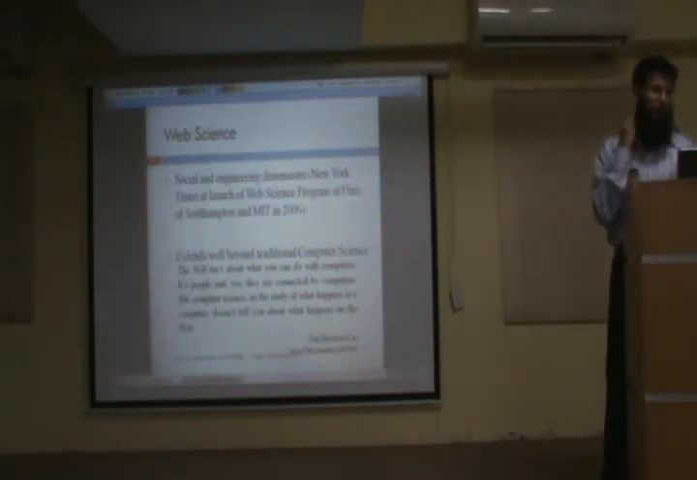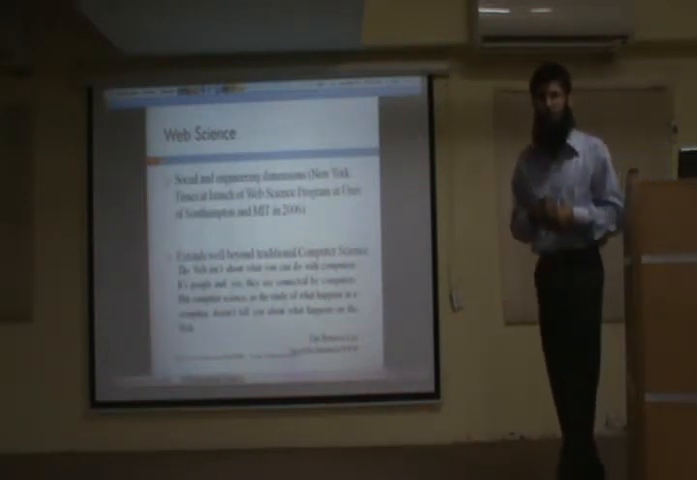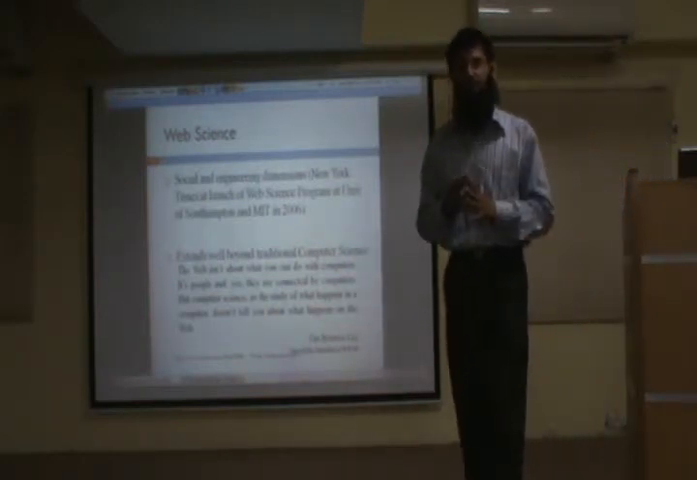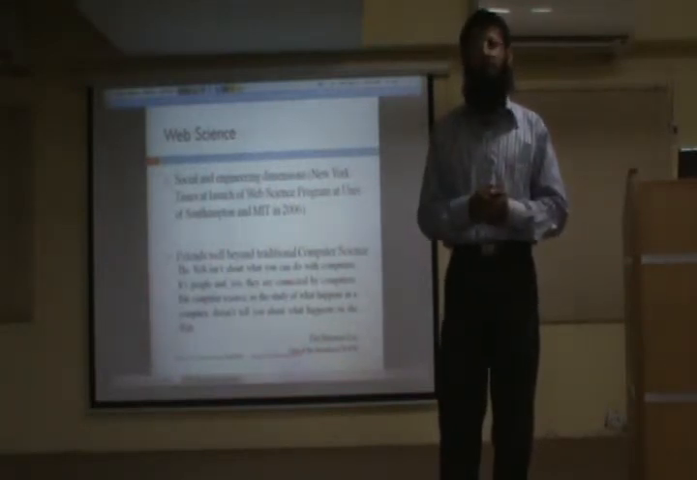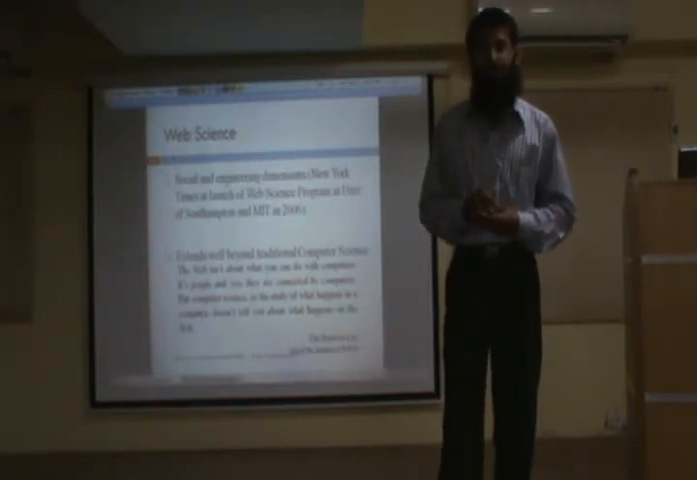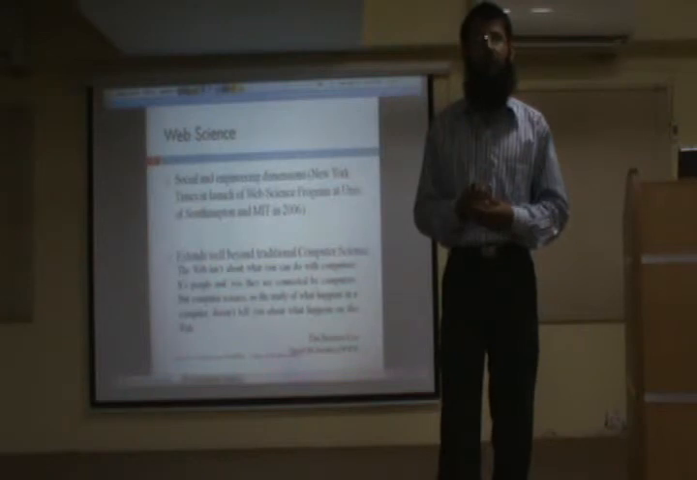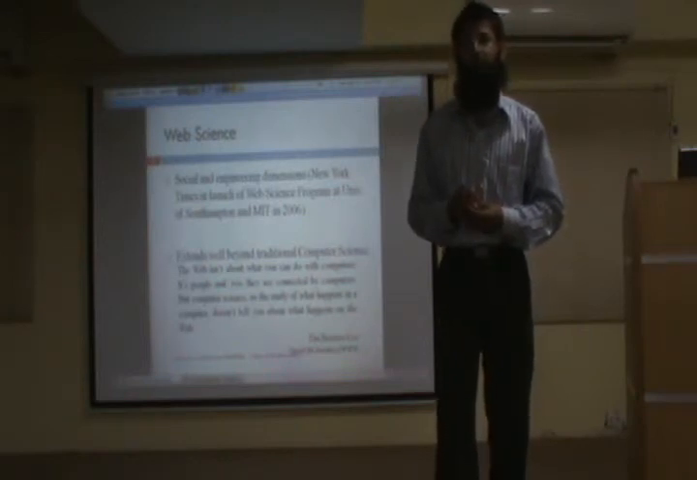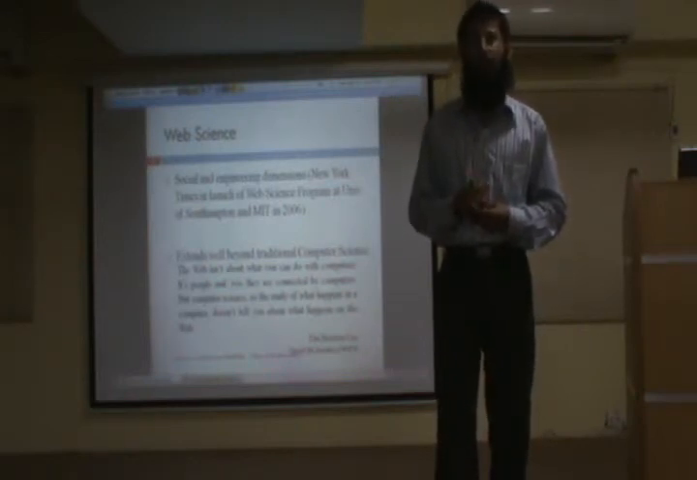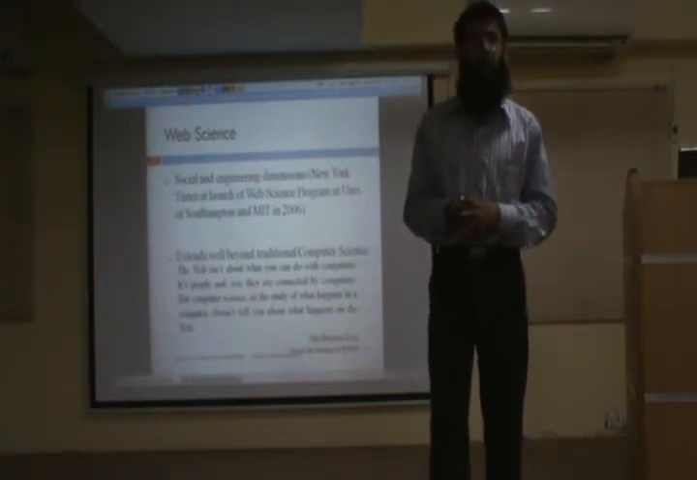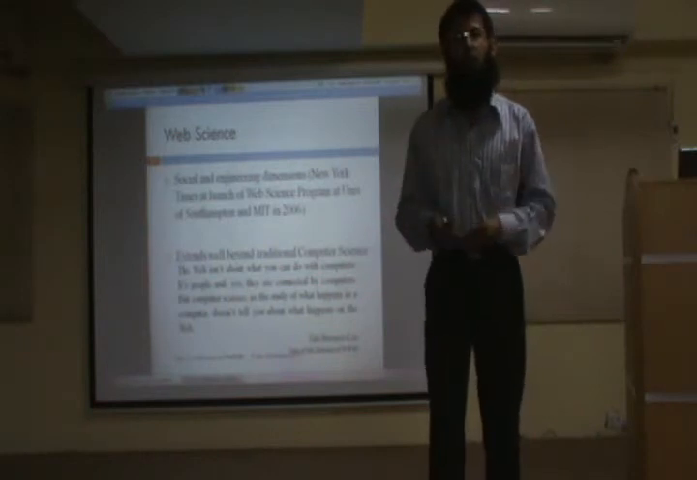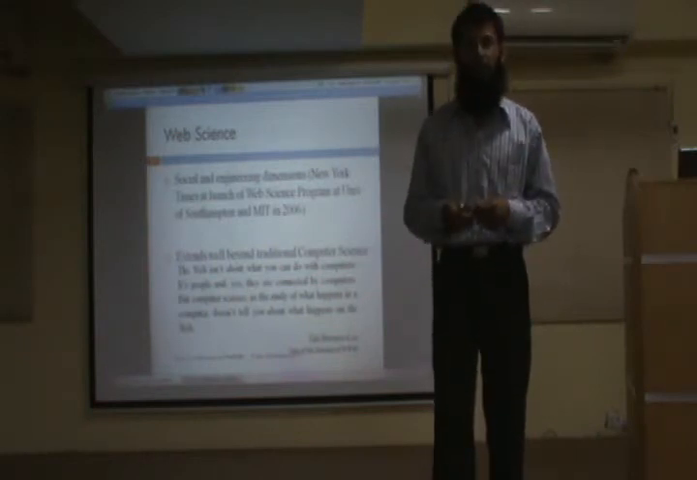It also extends well beyond traditional computer science, because it's not about computers. It's also about people. There's a difference between people and computers. Who's smart? Computer or human beings? Human beings. Can your computer understand humans? So what happens on the web could not be realized by mere computers, right? You don't have good traditional algorithms to deal with it, right?